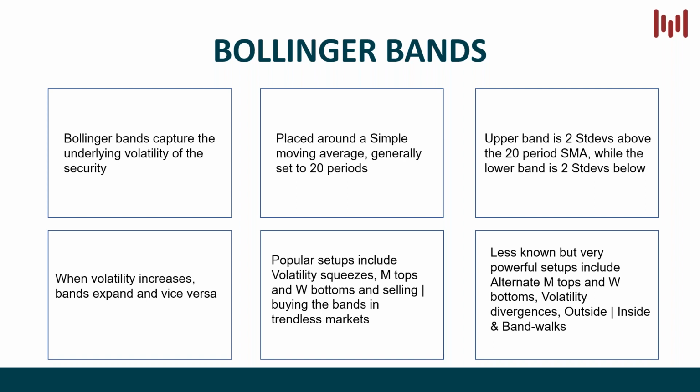And it comes from this library of less popular setups within the world of Bollinger Bands, but very, very powerful at the same time. So you have things such as the alternate M tops and W bottoms, volatility divergences. You may have heard of price divergences. There is this concept called volatility divergence, which is something that options traders use a lot. And then you have something called the outside-inside pattern. There's another thing called the Bollinger Band walk. So there are many patterns. This is not the complete list, but we are going to focus on one of these less known but equally powerful patterns called the outside-inside. Okay, so let's go into that.